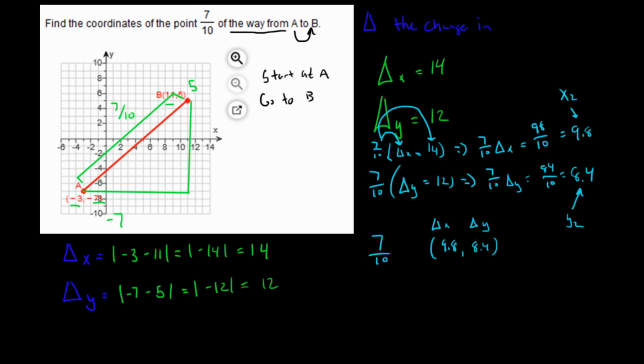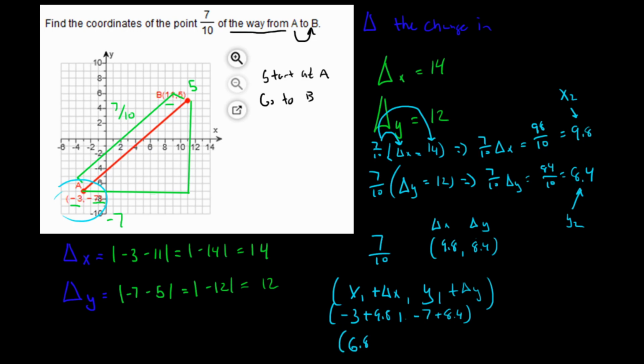So what we have to do now is, since we're traveling from A to B, take our A coordinate where we started and add our change in x. So what we're really doing is x1, that's where we started, plus the change in x, comma, y1 plus the change in y. And that'll give us our final spot, 70% along the way. So x1 is -3, and to that we need to add 9.8. And our initial y was -7, and we need to add to that 8.4. So -3 plus 9.8 gives me 6.8. And -7 plus 8.4 leaves me with 1.4.